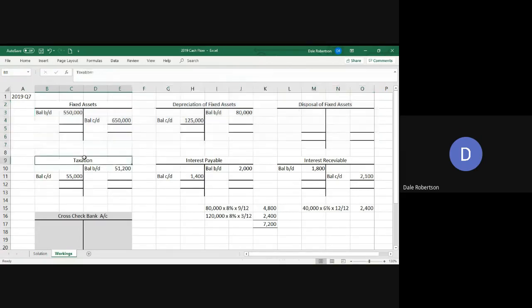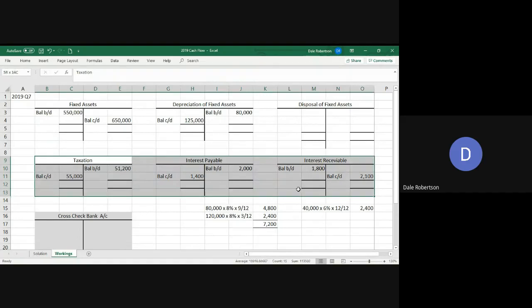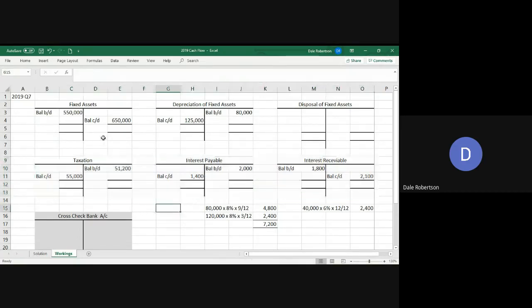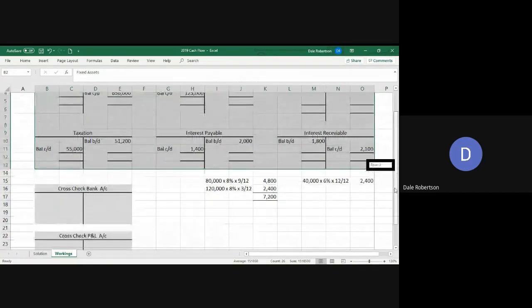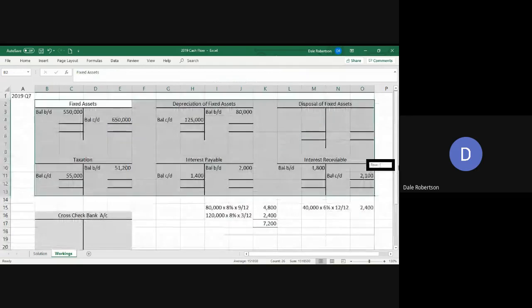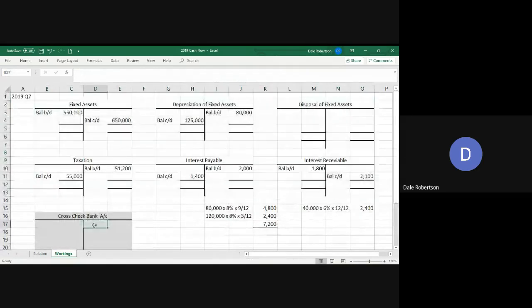So in this situation, that criteria is fulfilled by tax, which is common to both the P&L and the current liabilities. Interest payable, common to both the P&L and the current liabilities, and the interest receivable, common to the P&L and the current assets. So therefore, we need a T account for all. So altogether, we need 6 T accounts. I do also have drawn down here a cross-check account for bank and P&L, and I might show you how to use that, but those are not essentials. That's just to check our own work.